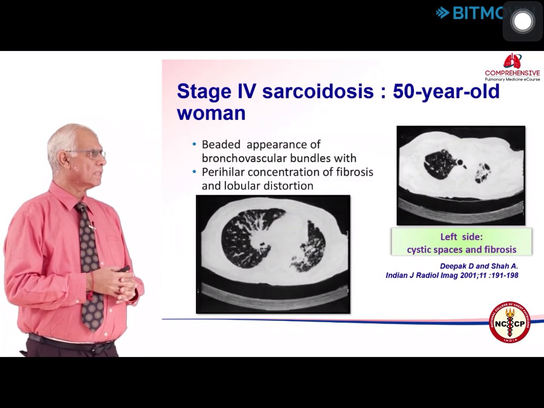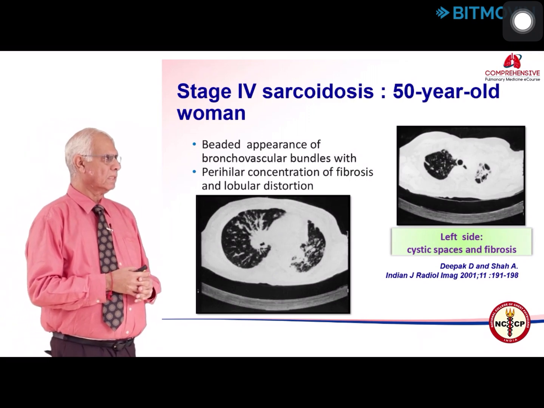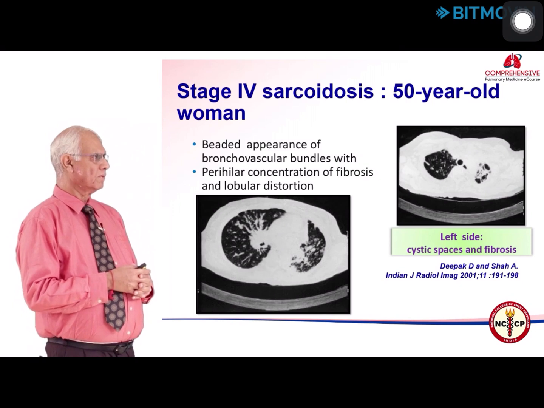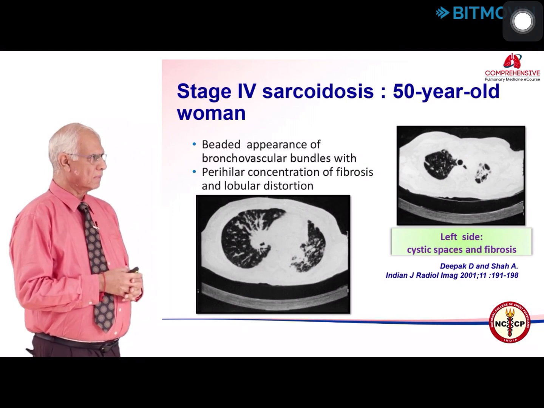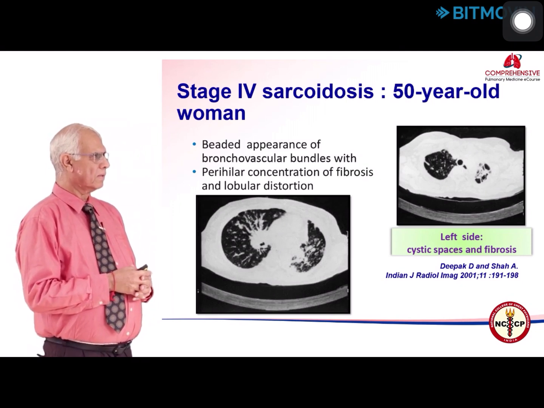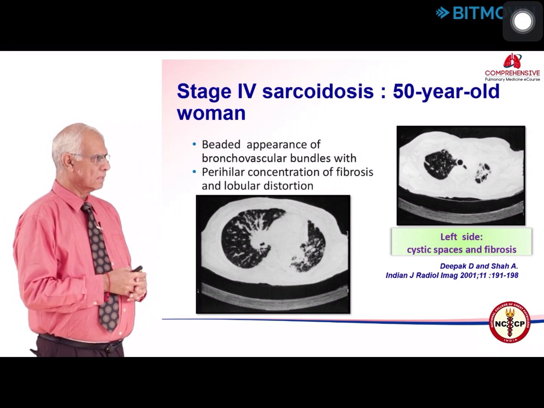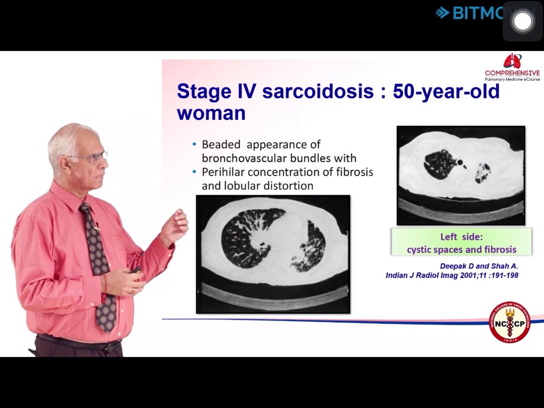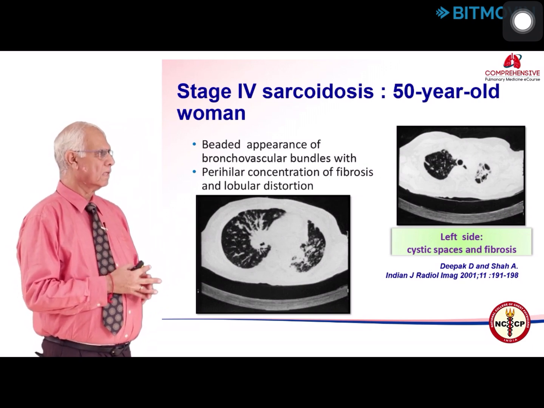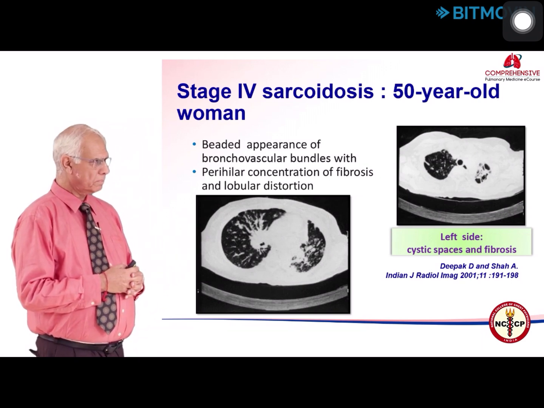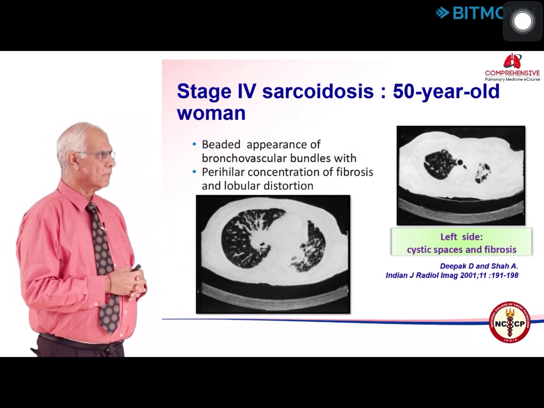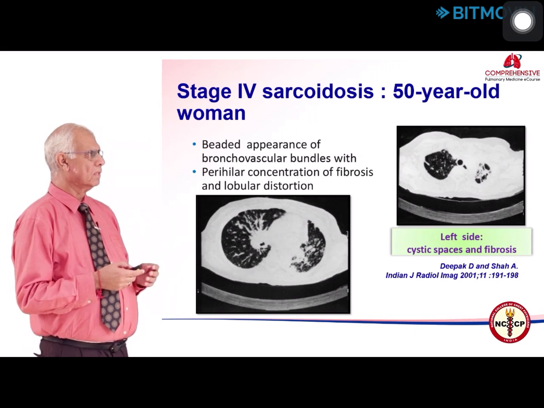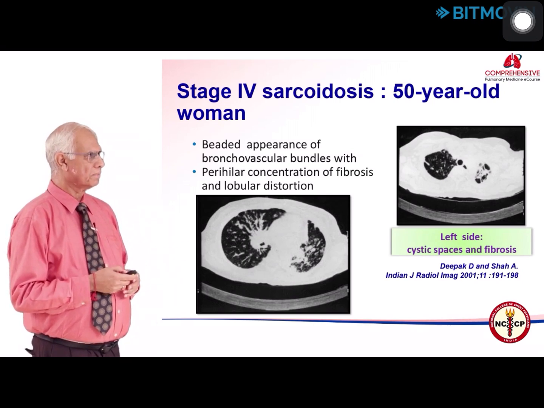Now, this is the classical beading that can be seen in sarcoidosis over here. This is along the perihilar lymph nodes. This is the bronchovascular bundles. Its perihilar concentration of fibrosis and lobar distribution is caused by the presence of granulomas along the bronchovascular bundles. On the left side, this patient has cystic spaces and fibrosis in contrast to the right side.